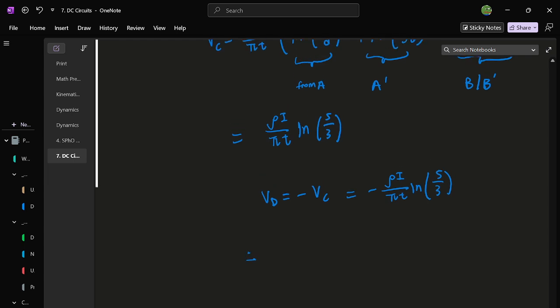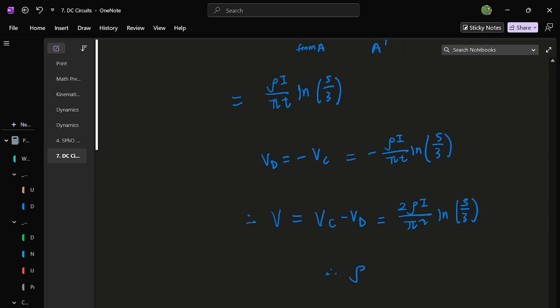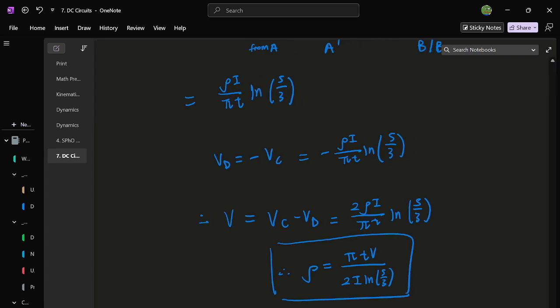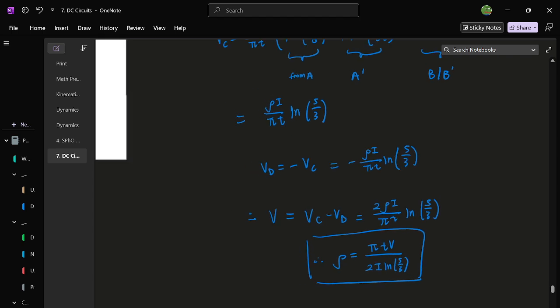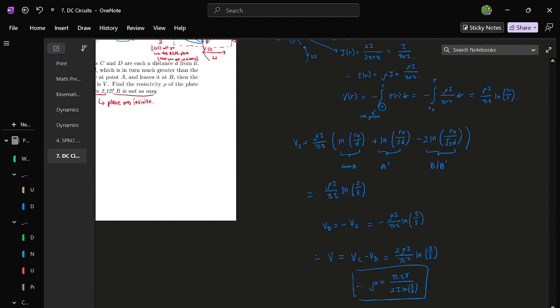Okay. So now once you have this, your final voltage that you want is just VC minus VD. That'll be this, and your rho is just this, 5/3. Yeah, that's how this problem works.